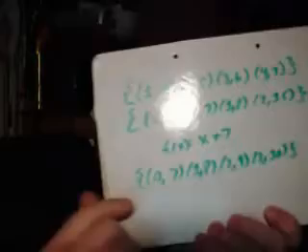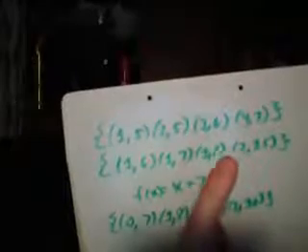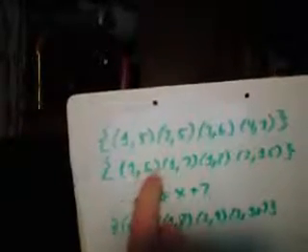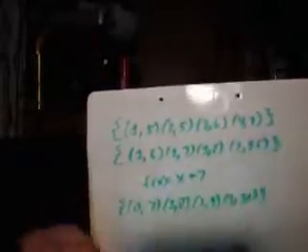Now, why isn't the second one a function? Why is it just a relation? Because 1 is paired with 6, but it is also paired with 7. You can't have that. 1 has been paired both with 6 and with 7, and that's not allowed. So this is not a function. This is a relation.